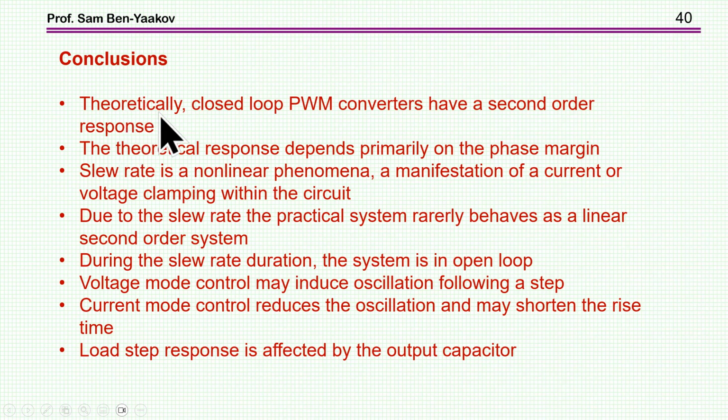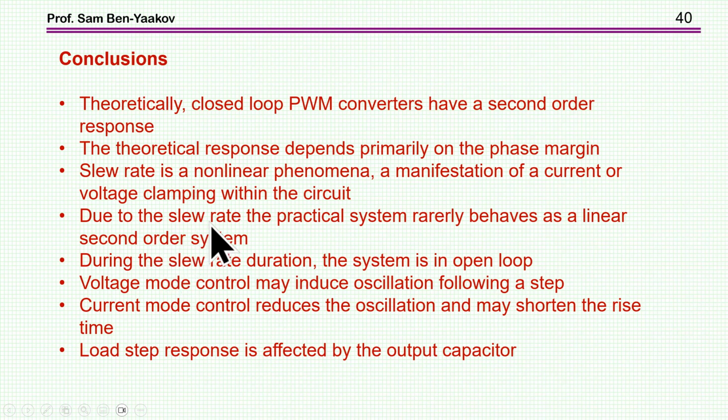Theoretically, closed-loop PWM converters have a second-order response, and the theoretical response depends primarily on the phase margin. A slew rate is a nonlinear phenomenon, a manifestation of a current or a voltage clamping within the circuit. Like in the case of an operational amplifier, we know that the slew rate is due to a limitation of the current or current sources within the amplifier.